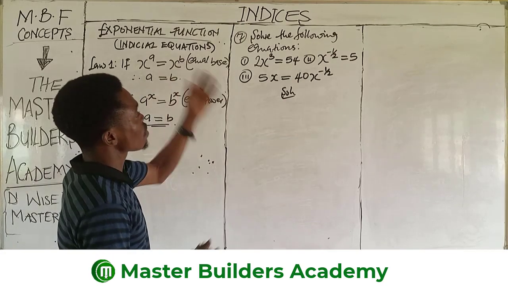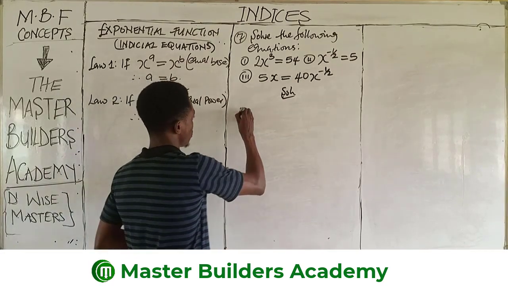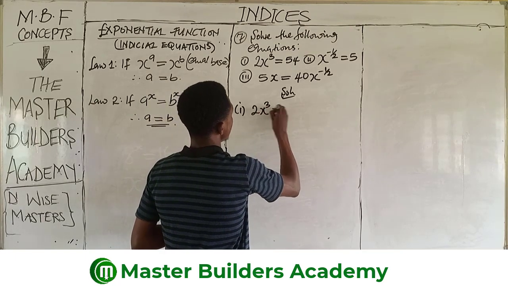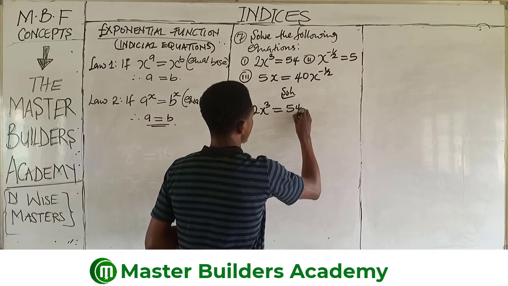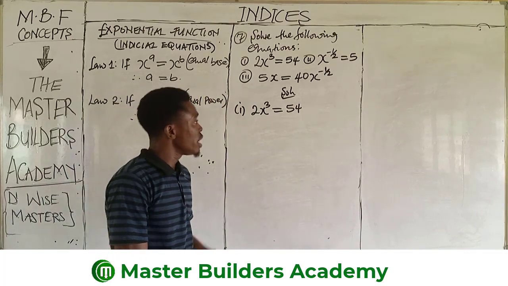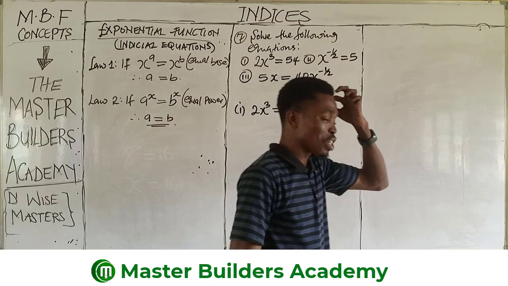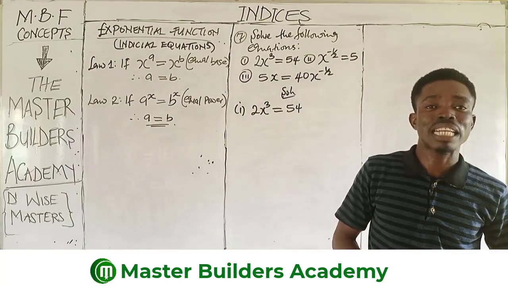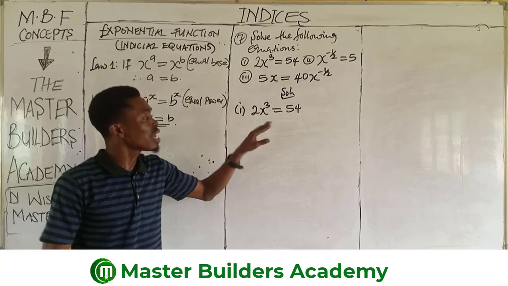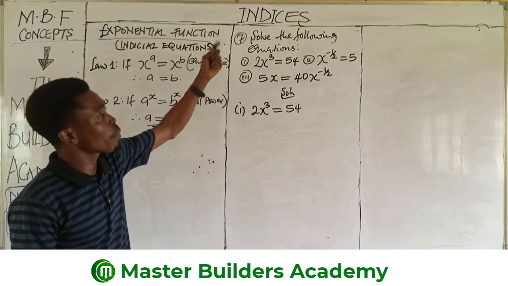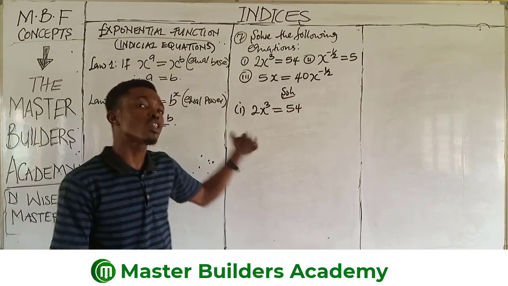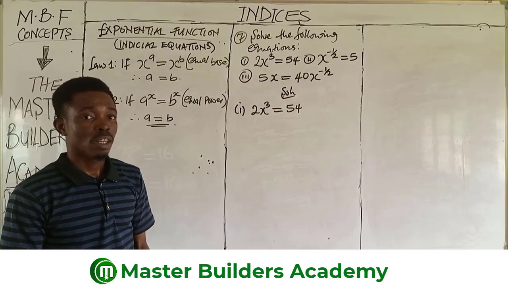On the board, we are asked to solve the following equation. Now we have Roman figure 1. And we have 2x cubed is equal to 54. Now, in this case, what we do is to assess this equation. When you assess this equation, you will discover that the unknown is at the base. Unlike the problems you solved before, in this case, you see that the unknown occupies the position of the base. So how do we solve problems like this?